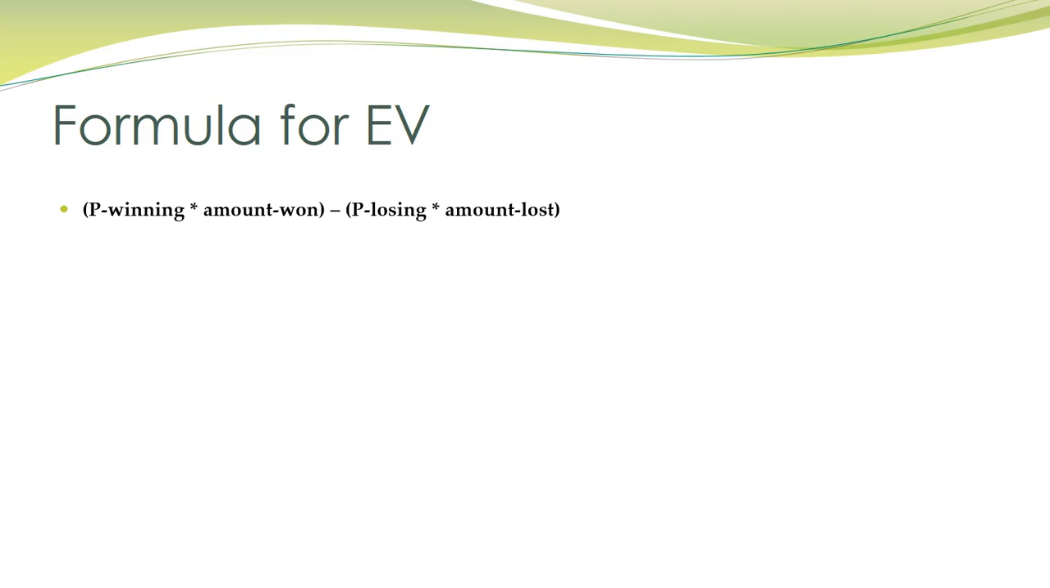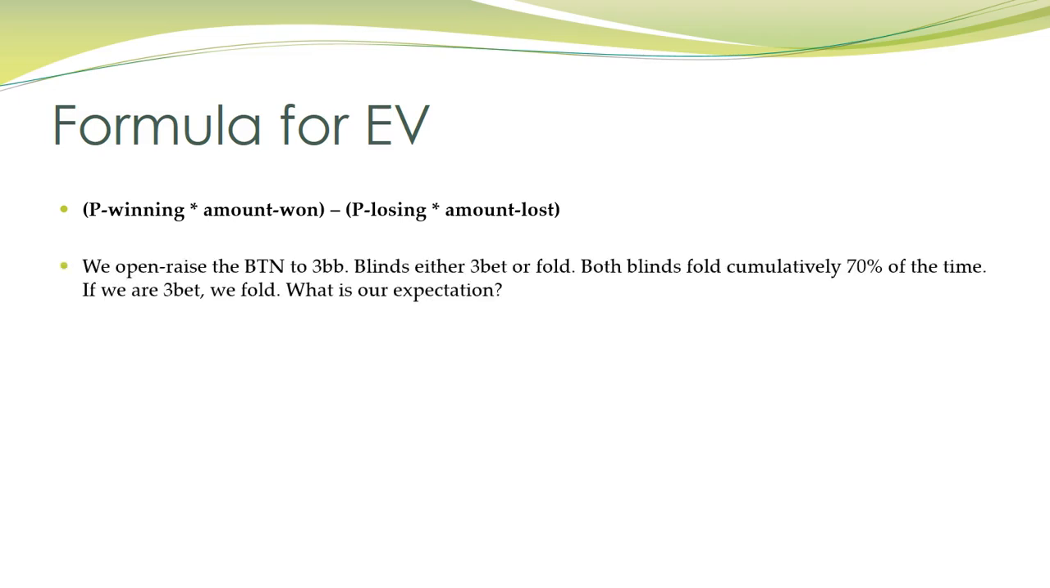Perhaps one thing that might help us to memorize it is to give it some context by having a look at an example. We open raise the button to 3 big blinds. The small blind and the big blind either 3-bet or fold. They don't cold call. Cumulatively, both blinds fold 70% of the time. If we are 3-bet, we fold. In other words, either we pick up the pot here because both blinds fold, or one of them 3-bets, that's going to happen about 30% of the time, we fold and we lose the hand.